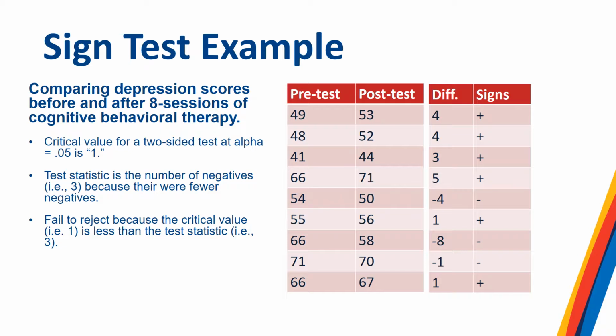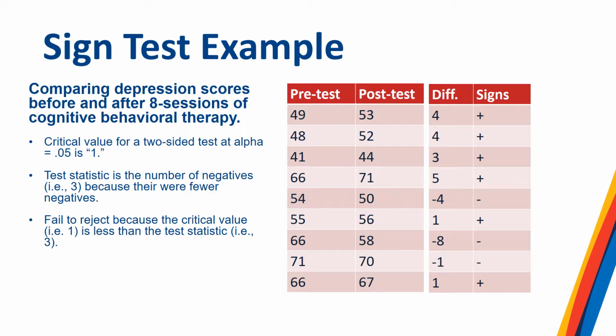this case it's 1, 2, 3, 4, 5, 6. And we count the number of negatives, which is 1, 2, 3. And whichever of those two is fewer, 3 is less than 6. So 3 is our test statistic. For a two-sided test at alpha 0.05, 3 is indeed larger instead of smaller than the critical value of 1, and therefore we fail to reject the null hypothesis. And so again, this shows that there's no difference between the pre and post test.